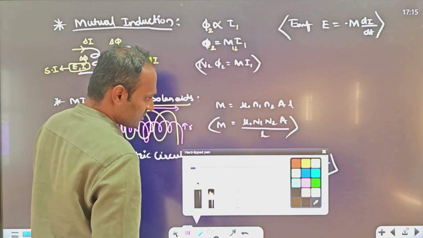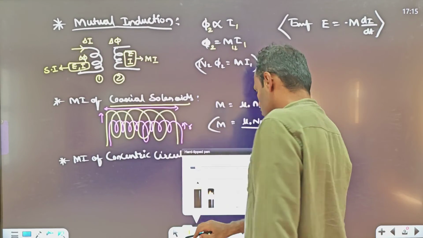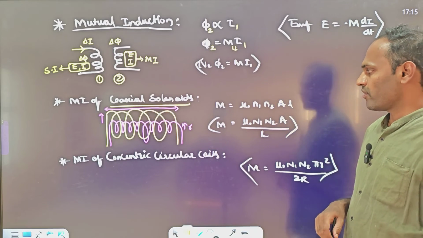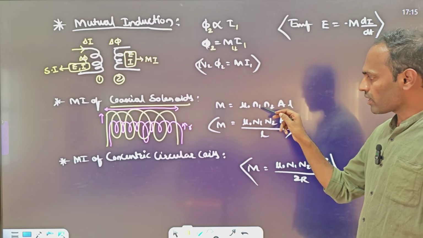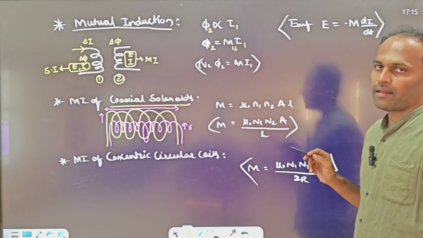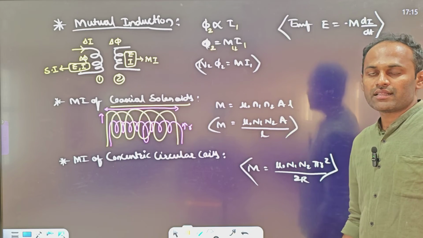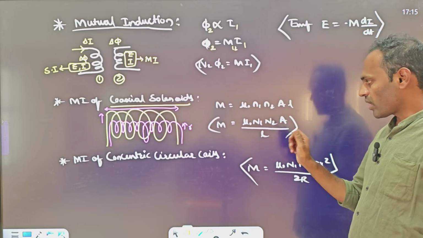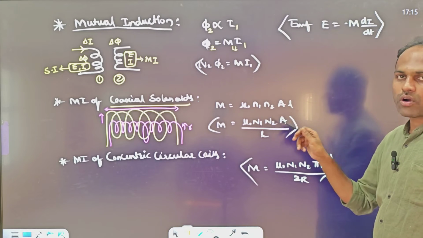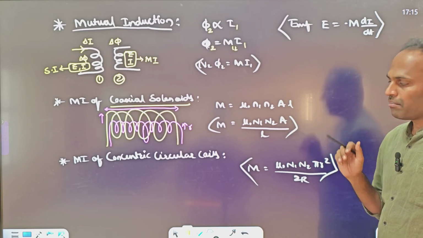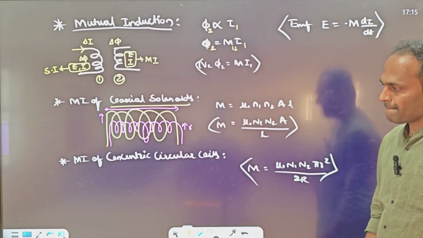Right? So in this case, the mutual inductance of these coaxial solenoids is given by mu naught n1 into n2 into a into L. Number of turns per unit length in first coil, number of turns per unit length in the second coil. Or in terms of total number of turns, if you want to write, it will be mu naught N1 N2 a divided by L.